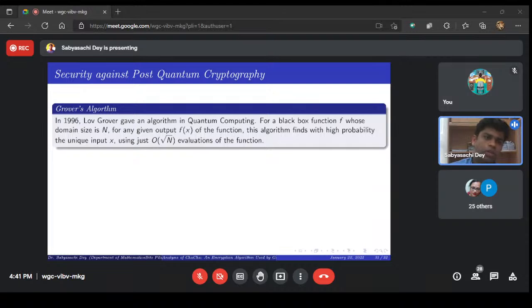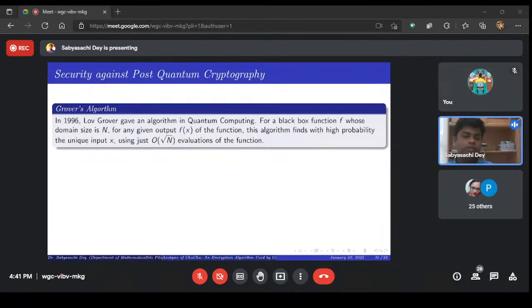So there is one algorithm called Grover's algorithm. This algorithm says that if we have a function which is unknown to us, but the output is given to us, then from that output, using this algorithm, if we have a quantum computer, we can find the input. That means suppose x is not known, but f(x) is known to us, then from that we can go back to the input without knowing the function at all.